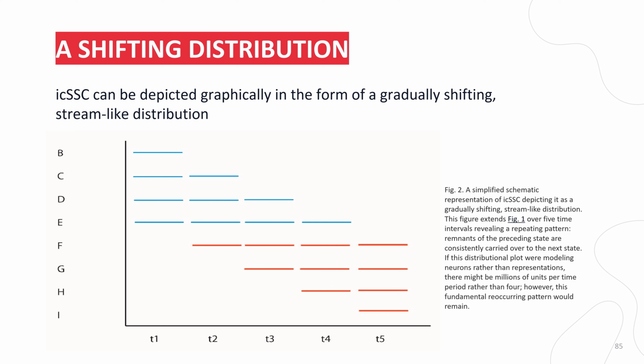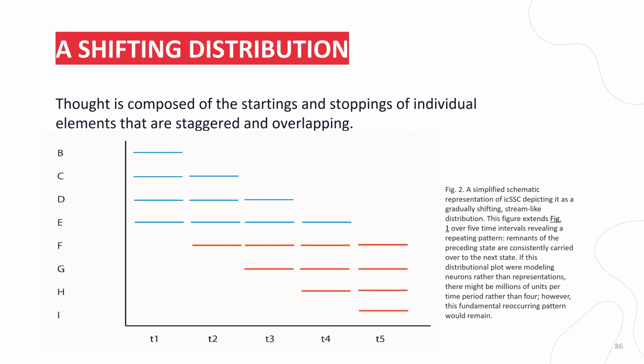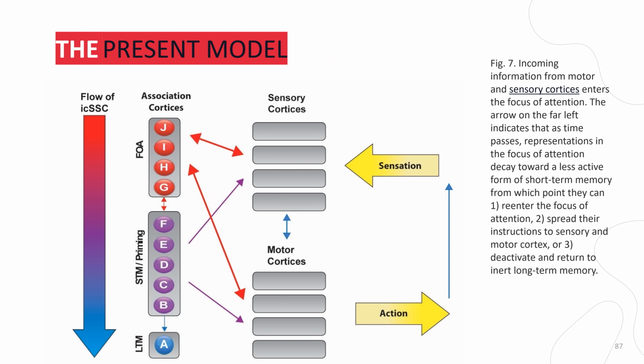Remnants of the preceding state are consistently carried over to the next state. If this distributional plot were modeling neurons rather than representations, there might be millions of units per time period rather than 4. However, we can expect this fundamental recurring pattern would remain. This tells us that thought is composed of the startings and stoppings of individual elements that are staggered and overlapping. So the present model can be represented like this.